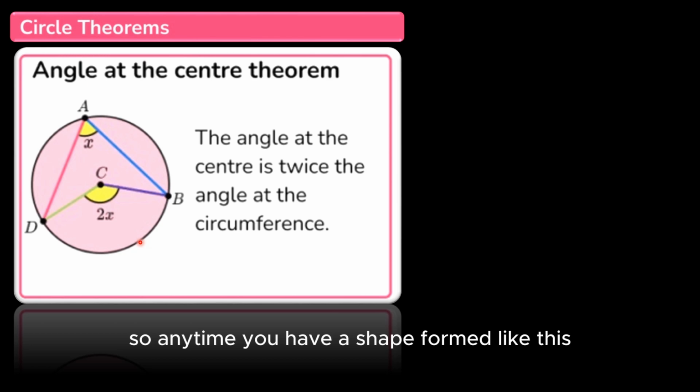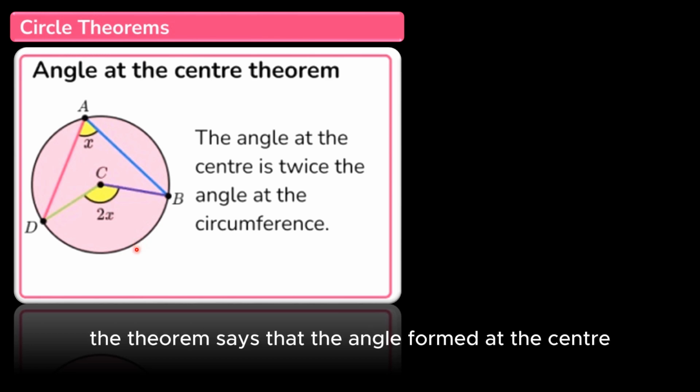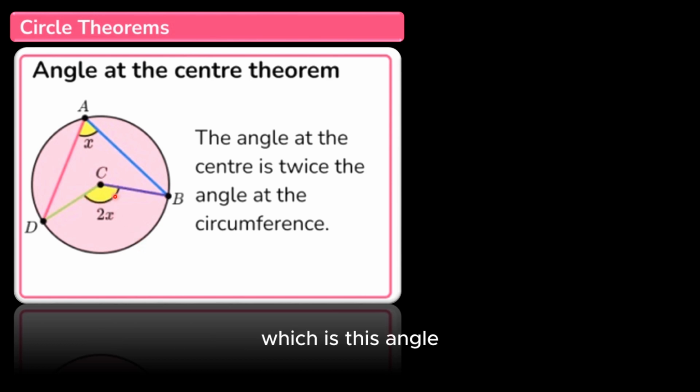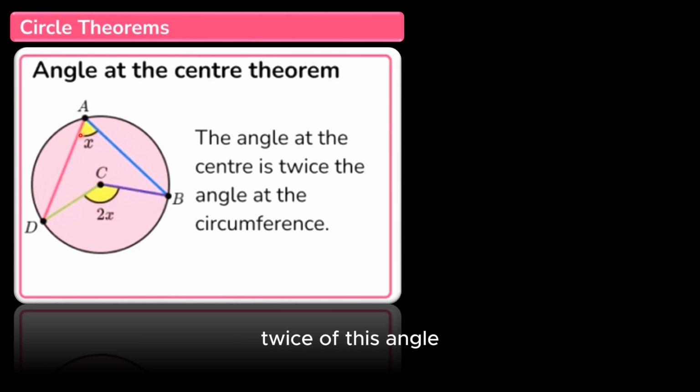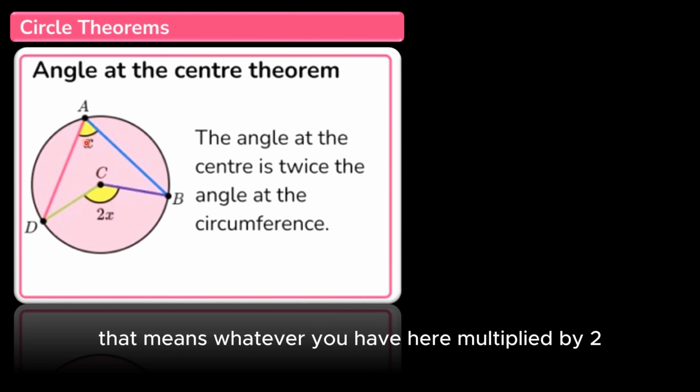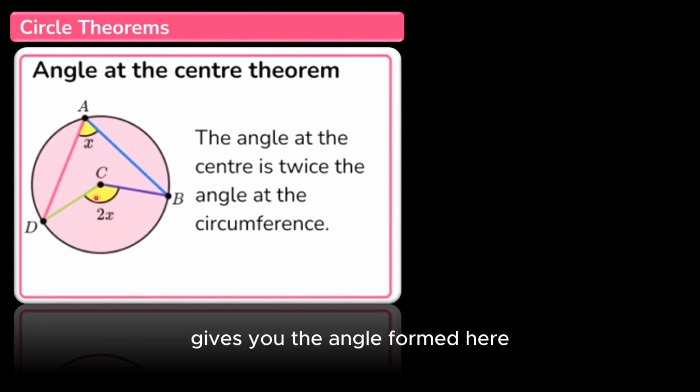So anytime you have a shape formed like this, the theorem says that the angle formed at the center, which is this angle, is twice the angle formed at the circumference, twice of this angle. So that's why we have x here and 2x here. That means whatever you have here multiplied by 2 gives you the angle formed here.